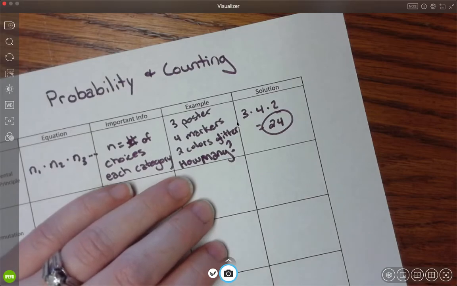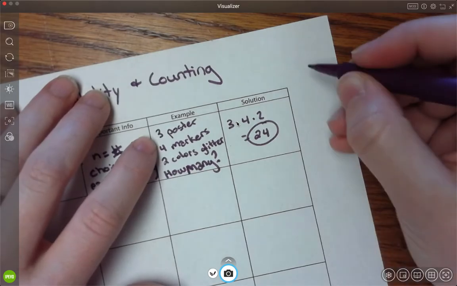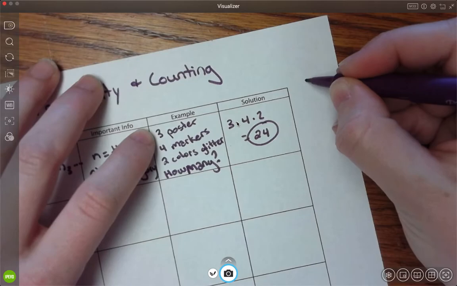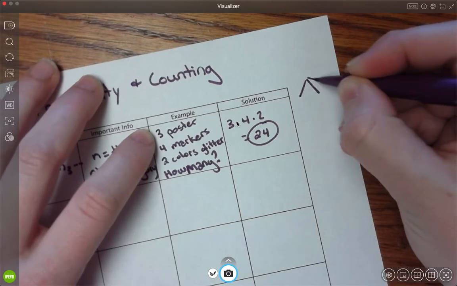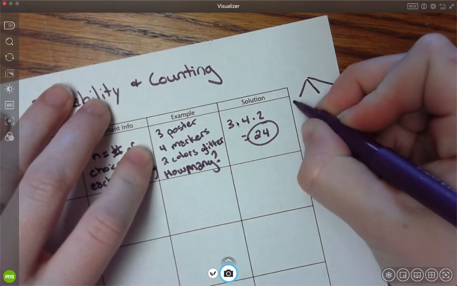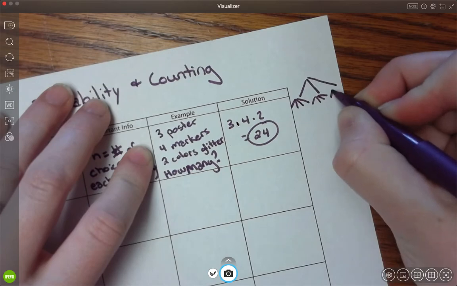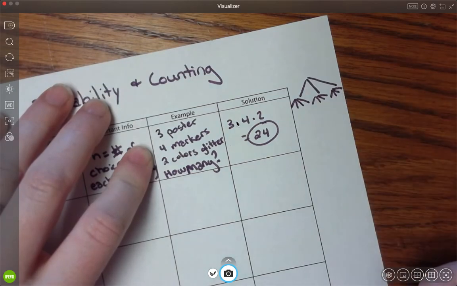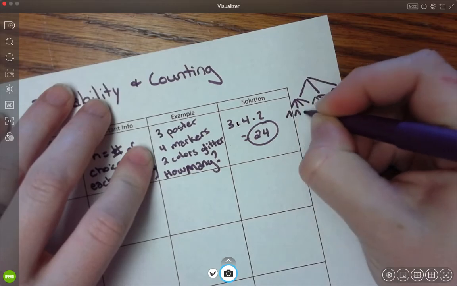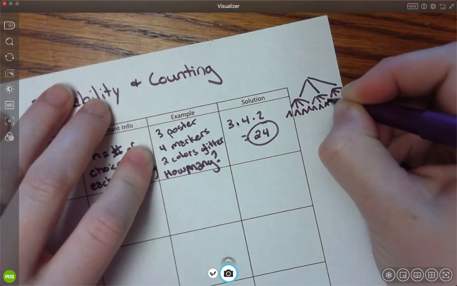This is based off of a tree diagram. If I would make a tree diagram out of this, I would start with the 3 different poster boards that I could have. So 1, 2, 3. Then from each one of those, I could choose 4 different markers. So 1, 2, 3, 4, for each one of those 3. Then each one of these will have 2 branches off of those. I'm going to run out of room. You don't necessarily have to draw this in here.